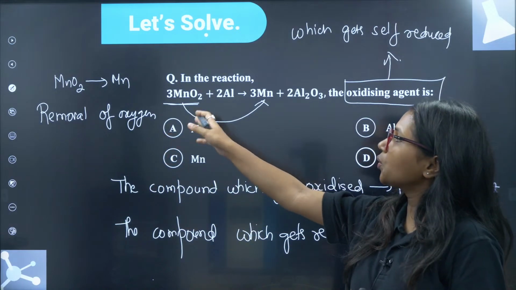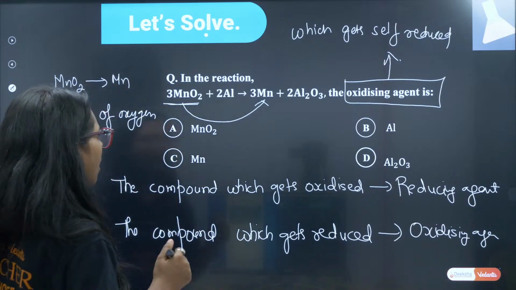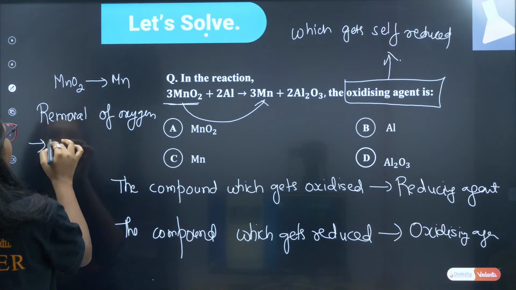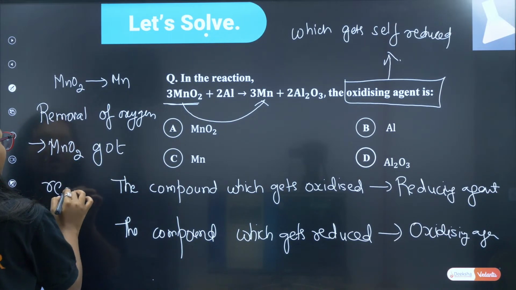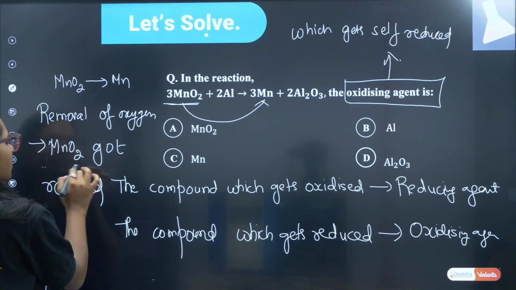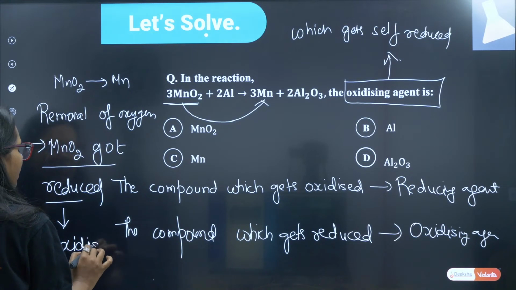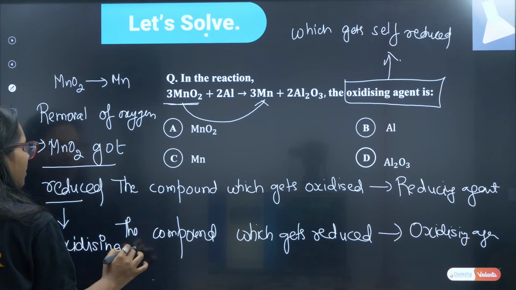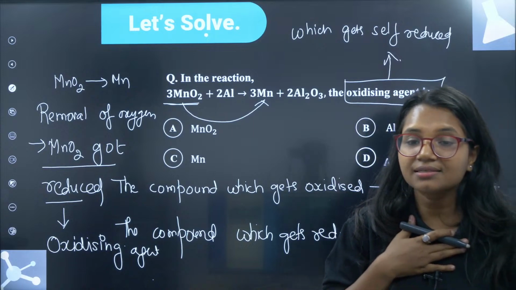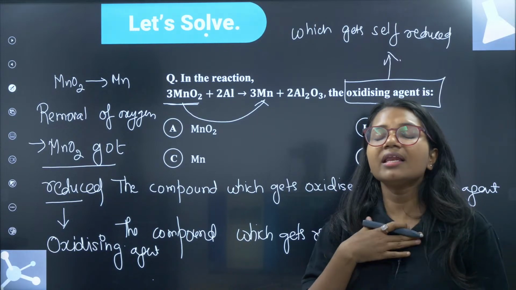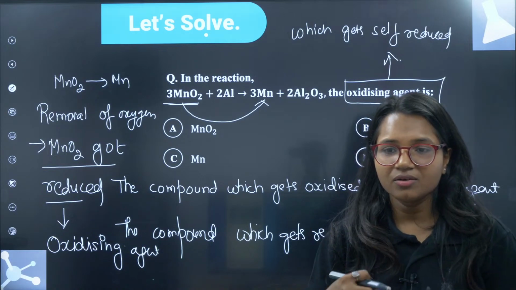Tell me guys, MnO2 to Mn. Removal of oxygen. Very good, Gautami. Superb. So, removal of oxygen, it means that MnO2 got reduced. If MnO2 got reduced, it means it is an oxidizing agent. Any doubt in this? If I will get self-reduced, correct? Very good, Harsha. If I will get reduced, I will be oxidizing agent.